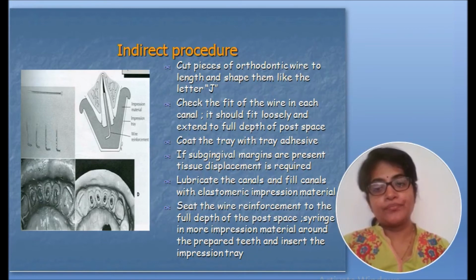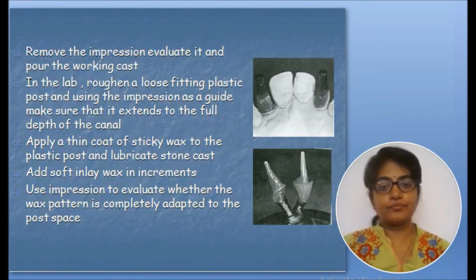So for this we have to make an impression using an orthodontic wire. We can stabilize the wire in the canal and then we can make the light body impression along with putty or heavy body, and we can pour that impression to get the cast. And on this cast we prepare the pattern, invest and cast it, and that is how we get the customized cast.